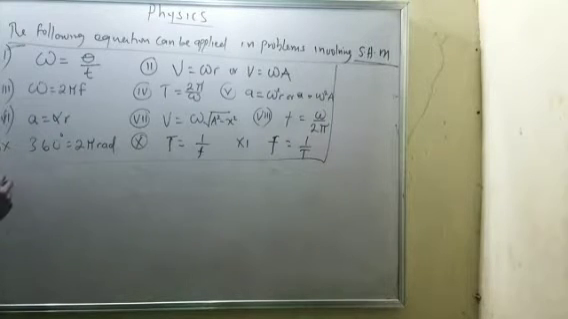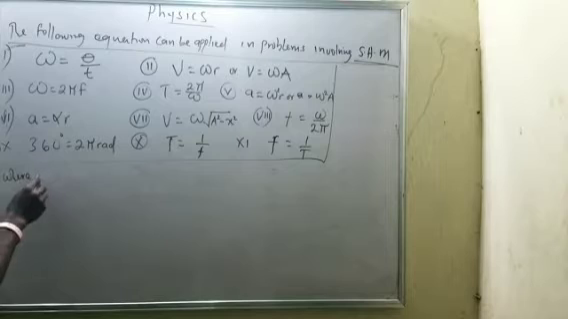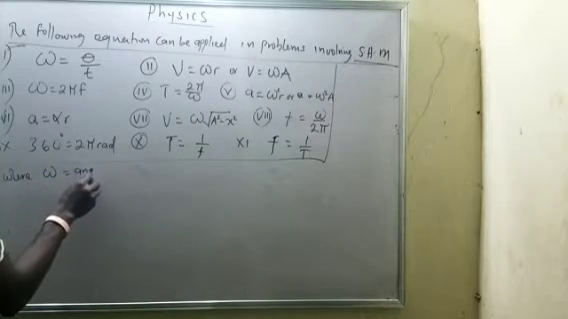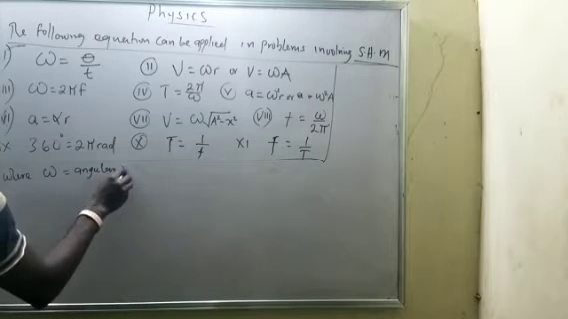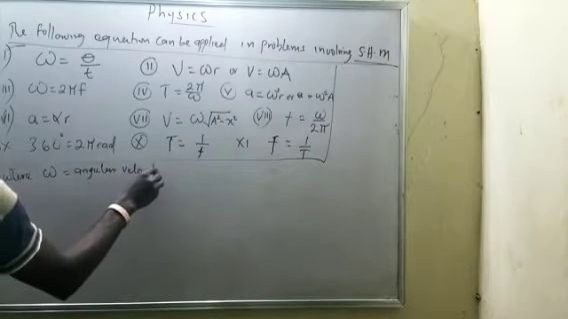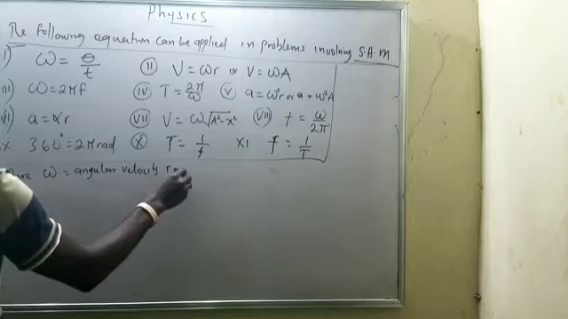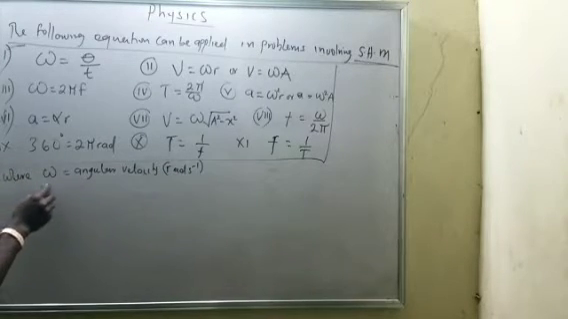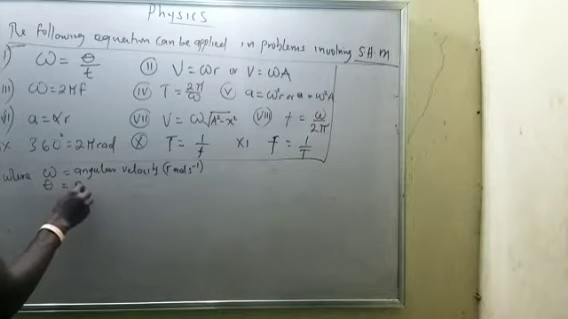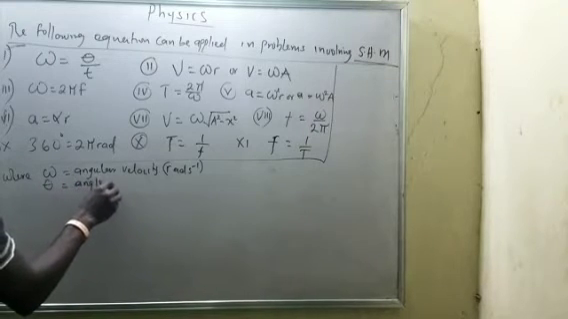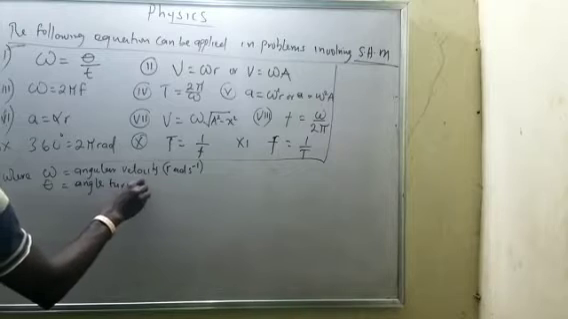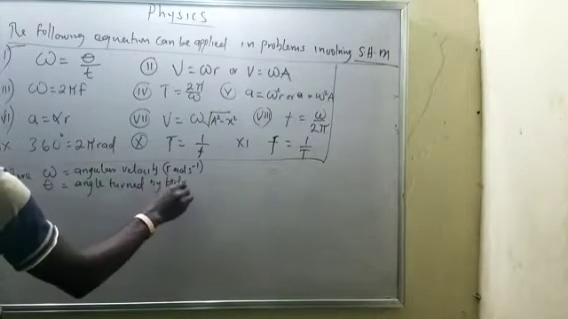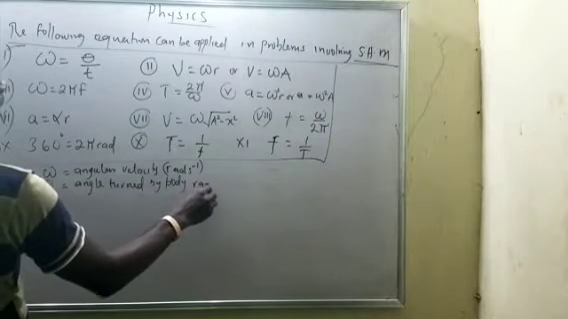Now, let me quickly explain the symbols and the definition of them. The first one, omega, this is known as, which I've explained earlier, angular velocity, which is rad per second. And this also, my theta, we call it angle turned by body, which is rad.